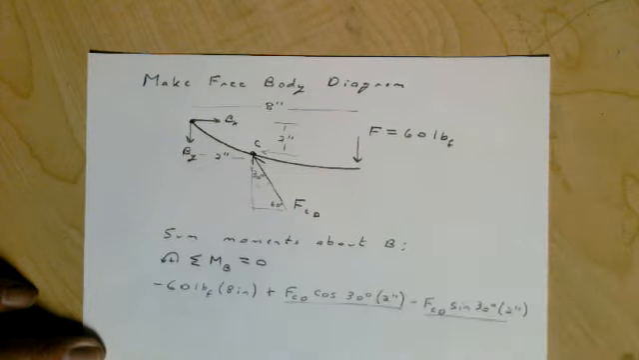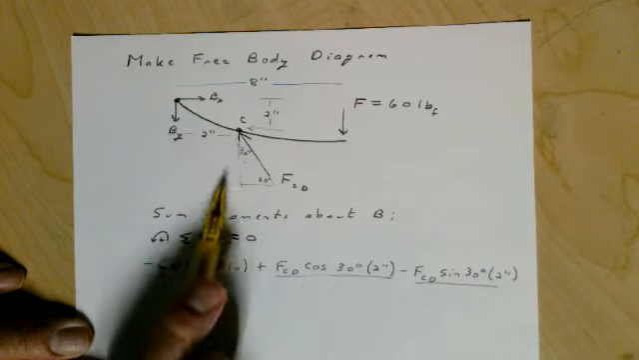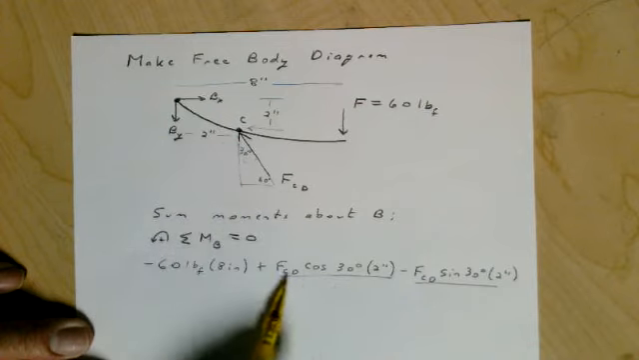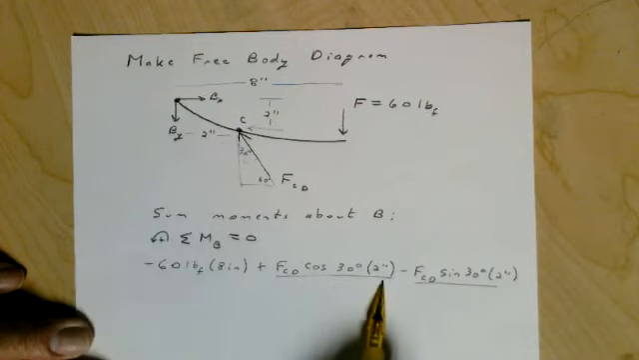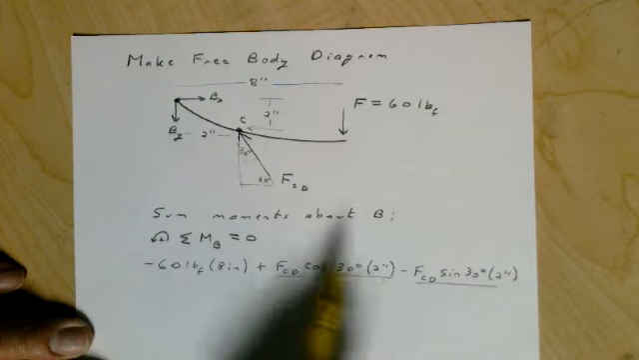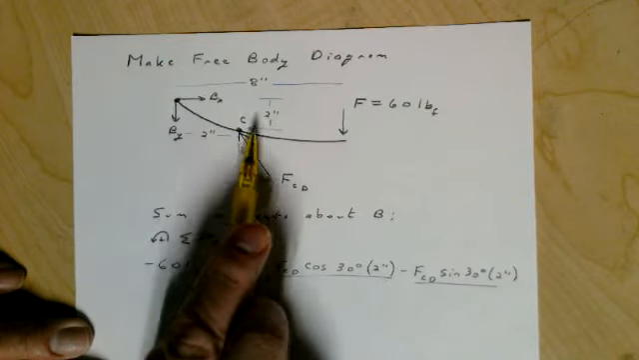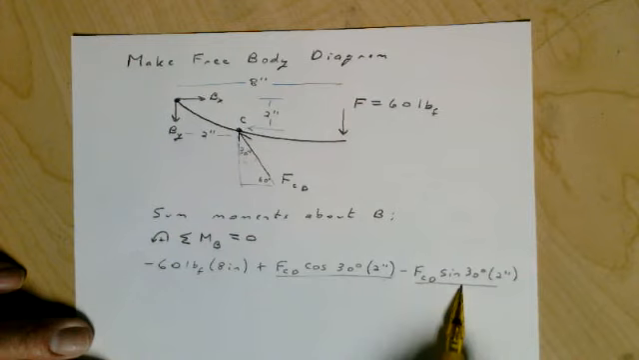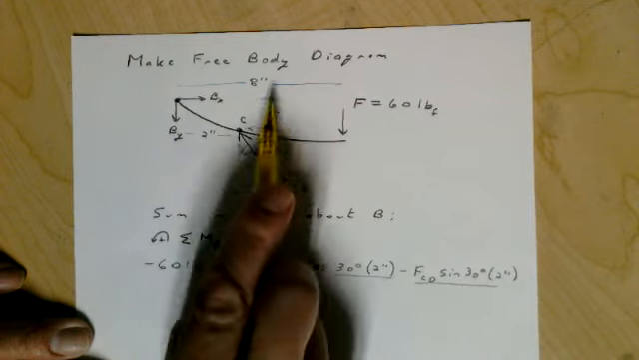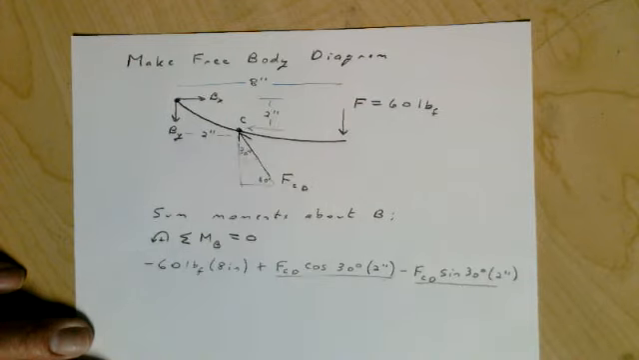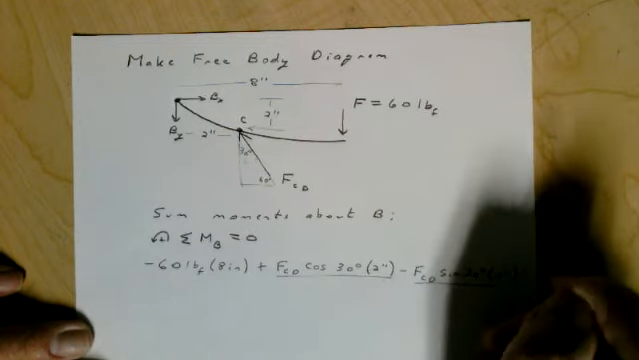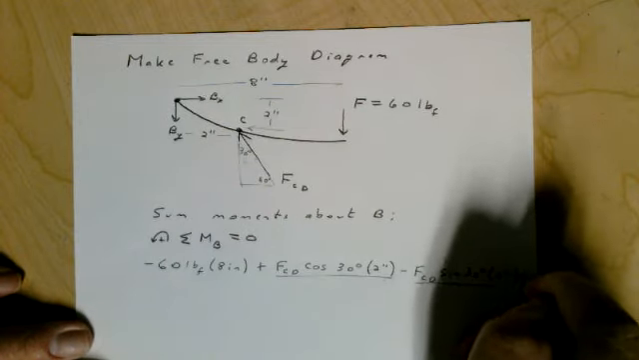So just to summarize what we did right there, we took the FCD first, we took the Y component here, which was cosine 30 times FCD times its moment arm 2 inches. Then we took the X component, FCD sine 30 times its moment arm, and set this all equal to 0.